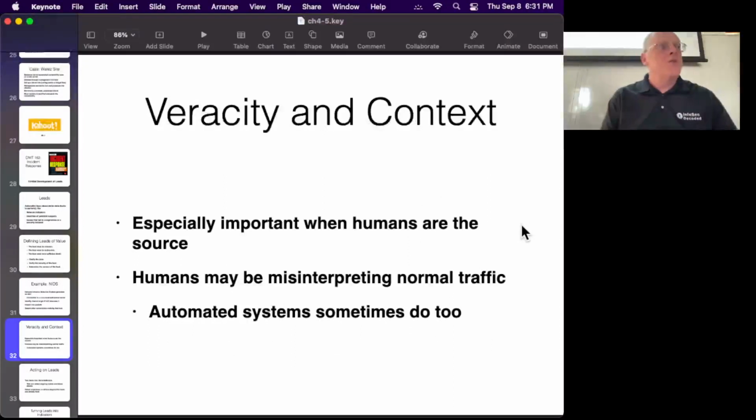So when humans are the source, when you have a human telling you something, then of course you've got to consider interviewing a human suspect. They might be just misinterpreting things. And so, of course, automated systems like network intrusion systems also misinterpret things.